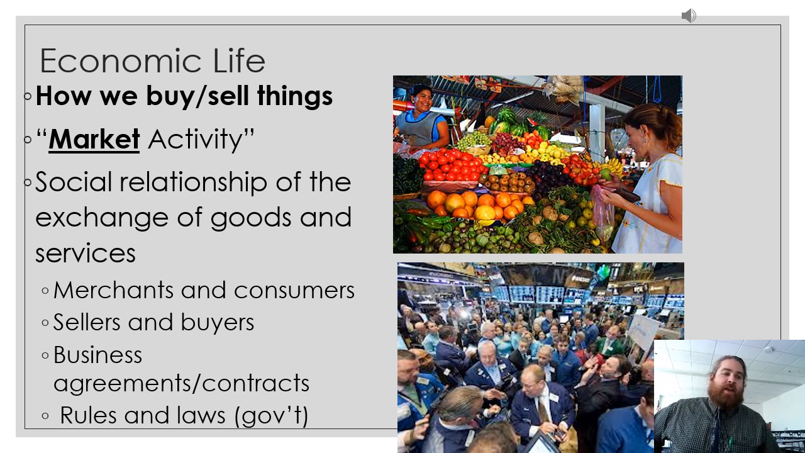Think about it this way. Economic life is the cashier at the cash register. It's the sellers and the buyers. It's also contracts, business agreements, like the one that you sign with corporate work study. And also rules and laws, things in place like minimum wage and others are all going to affect the way that we buy, sell, and work.